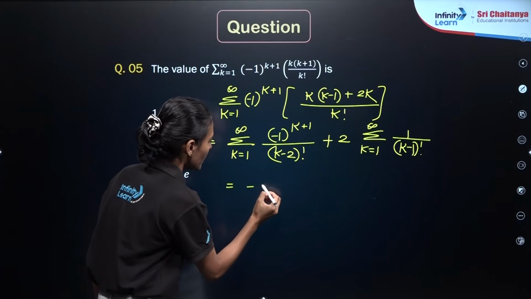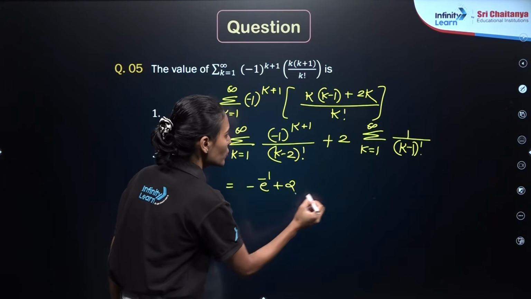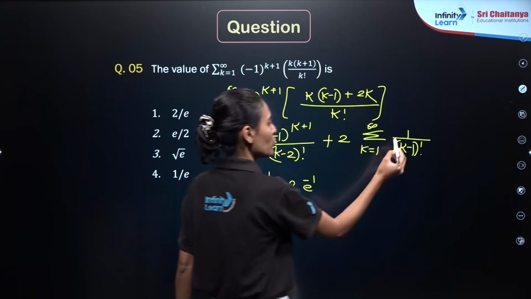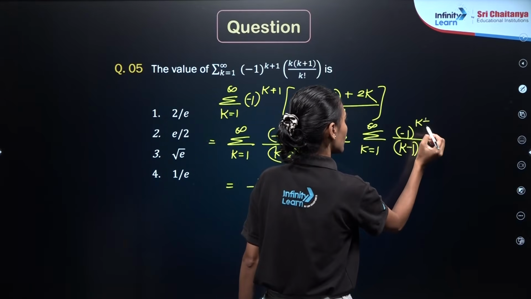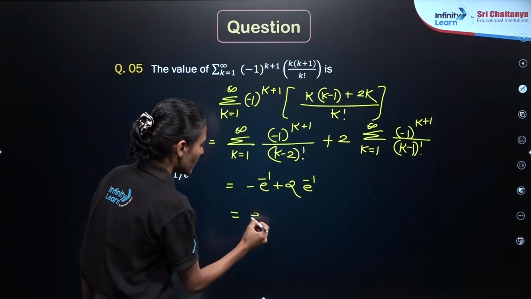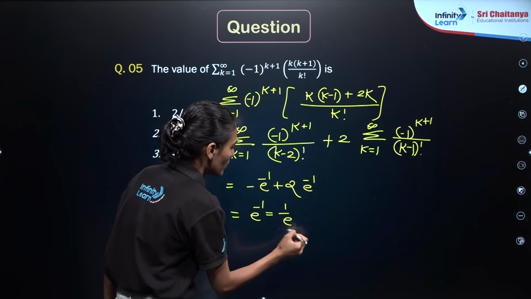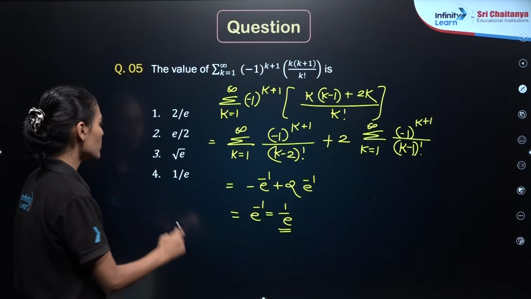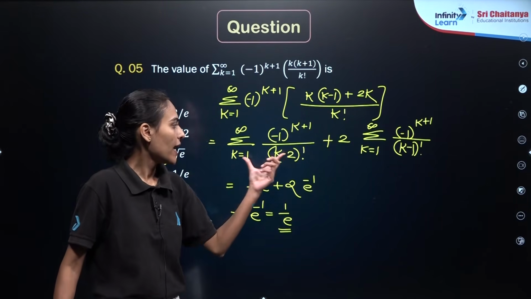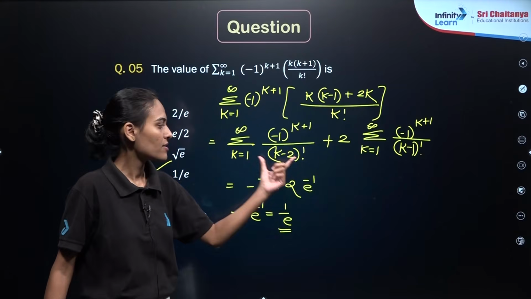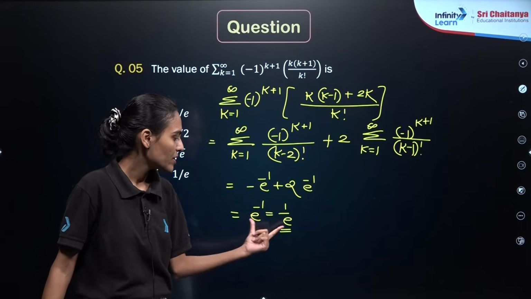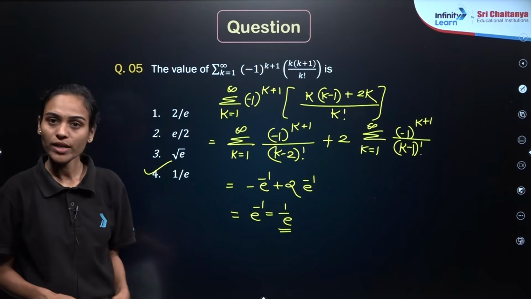This is nothing but minus e power minus 1 plus 2 times this sum, which is nothing but e power minus 1, right? Because here also you have (minus 1) power k plus 1. So alternating sign means it is e power minus 1. So it is nothing but e power minus 1, which is nothing but 1 upon e. That's why here option 4 is correct, right? So in this way you can adjust this term and you will get this splitting. This is nothing but minus e power minus 1, this is nothing but plus e power minus 1, sum is 1 upon e. In this way you can approach.